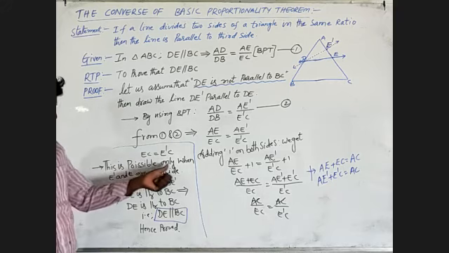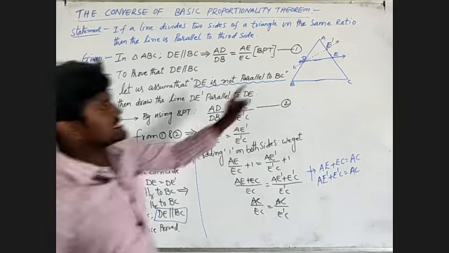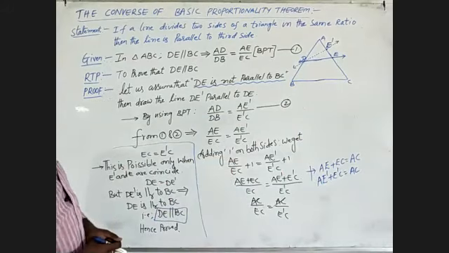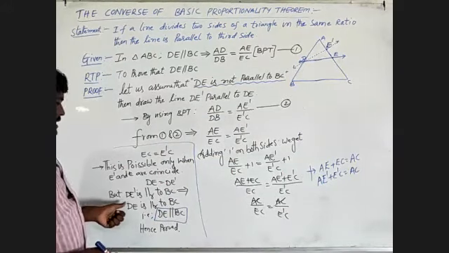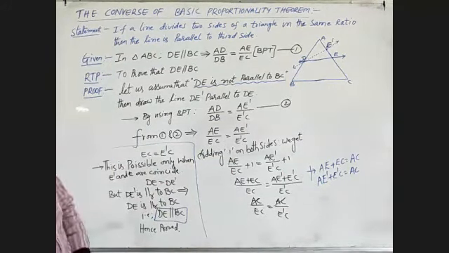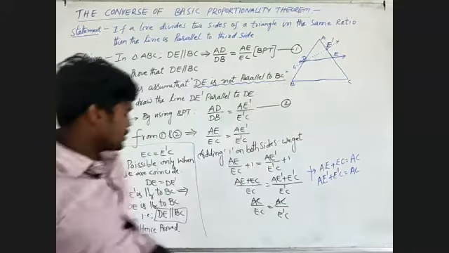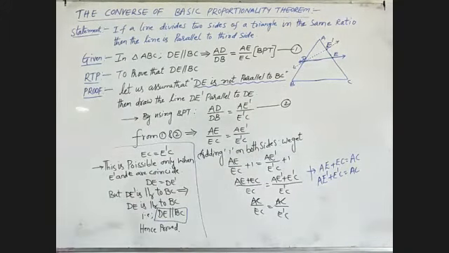This is possible only when E dash and E coincide. But DE dash is parallel to DE. Then finally, DE is parallel to BC. That is how to prove this theorem.